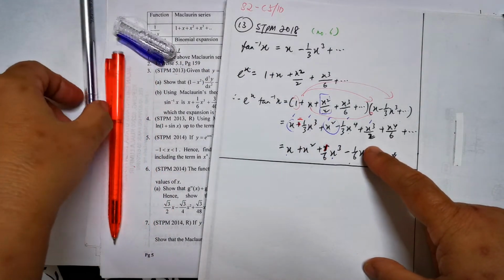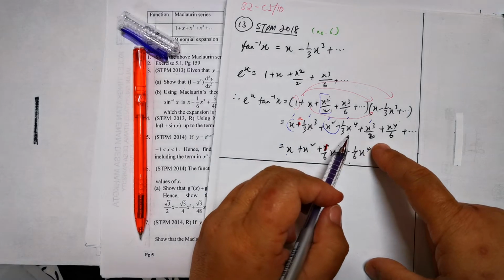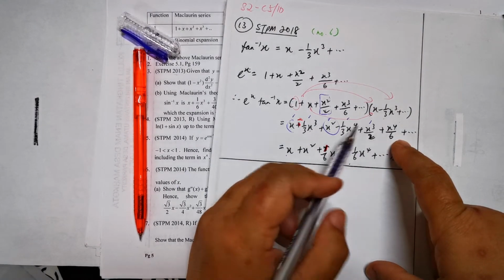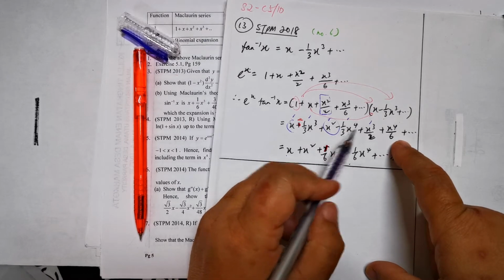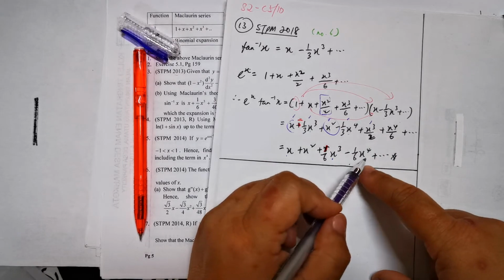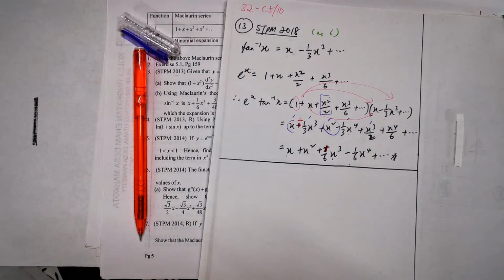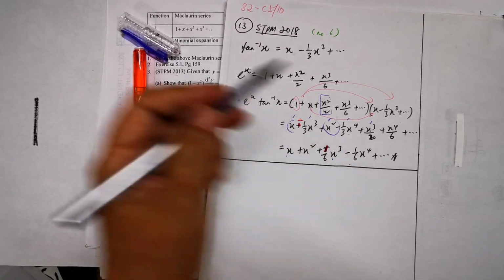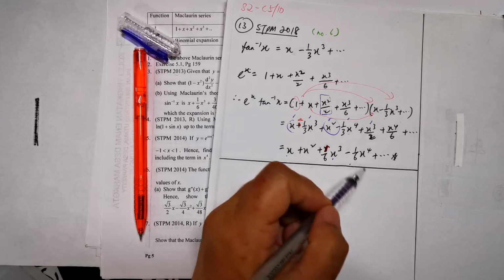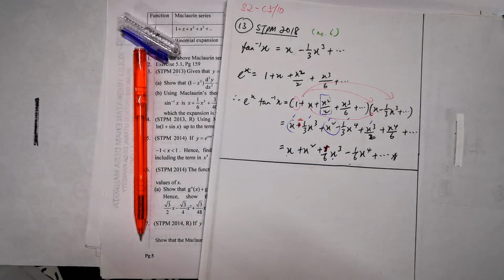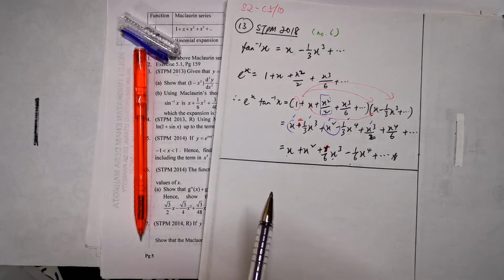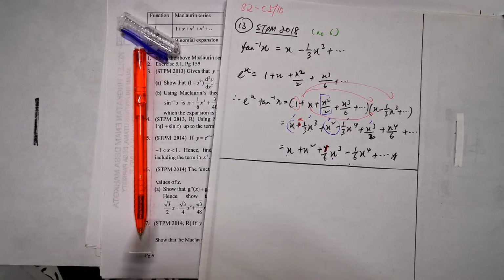Then x power 4: you have negative 1 over 3 plus 1 over 6. 1 over 3 is 2 over 6, right? So negative 2 over 6 plus 1 over 6, so negative 1 over 6 x power 4. Okay, so don't forget plus dot dot. Even though the question says up to x power 4, you don't omit this. Every time remember to write your plus dot dot dot. So this is the final answer.